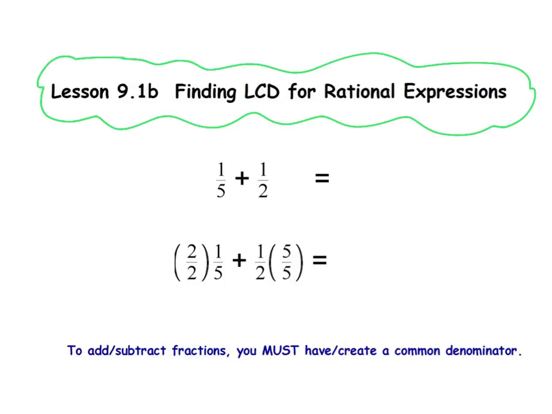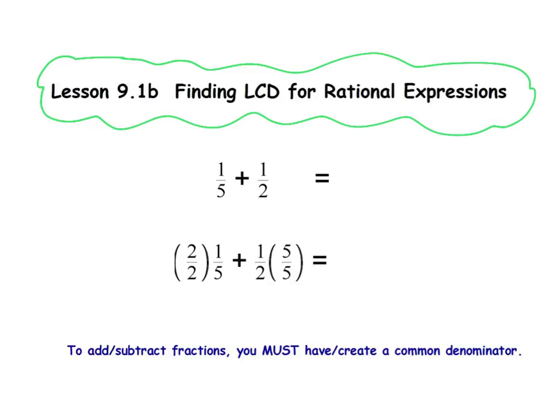Welcome to Lesson 2, or Day 2 of Lesson 9.1, in which we're going to learn how to find the least common denominator for rational expressions. We're going to use the same fraction rules of adding fractions with different denominators when we change them to rational expressions. So here's an example, 1/5 plus 1/2.